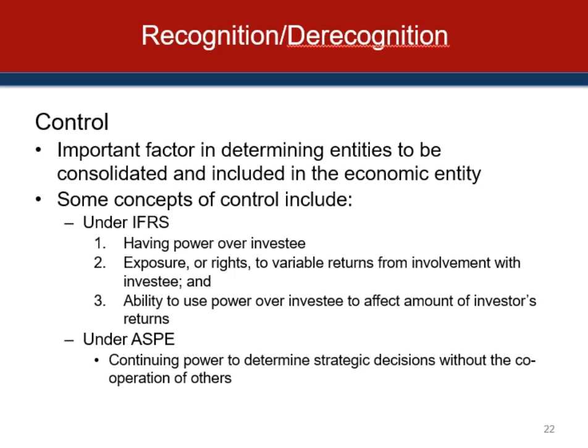Under ASPE, it's a less detailed definition. So we talk about the ability to determine strategic decisions without the cooperation of others. If you don't have to have other members, other shareholders, for example, or board of directors members, in order to determine what strategic decisions are taken by the subsidiary, then you have control, and the definition would include that subsidiary in your entire economic entity.